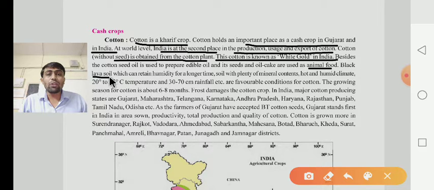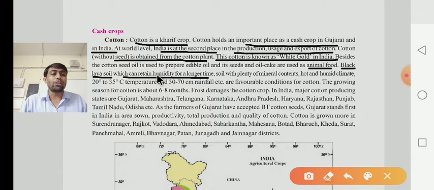Black lava soil. Which kind of soil does it require, dear children? Black lava soil, which can retain the humidity for a long time. They have to say that it requires black lava soil which can retain the humidity. Retain the humidity means જાળવી રાખે. Humidity means ભેજ, for a longer time.